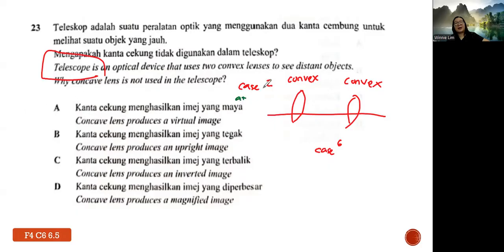Sorry, I got it the wrong way round. It's case 6, then only case 2, okay? Like a star at infinity, all these are far, you cannot see. So you want the image to form here. Case 6, the characteristic is real, inverted, diminished. So generally, convex lens will enable you to have a real image. Of course, for students who know the image formed by a concave lens, it is always virtual, upright, diminished. So if you read through all the options, inverted and magnified is not true.